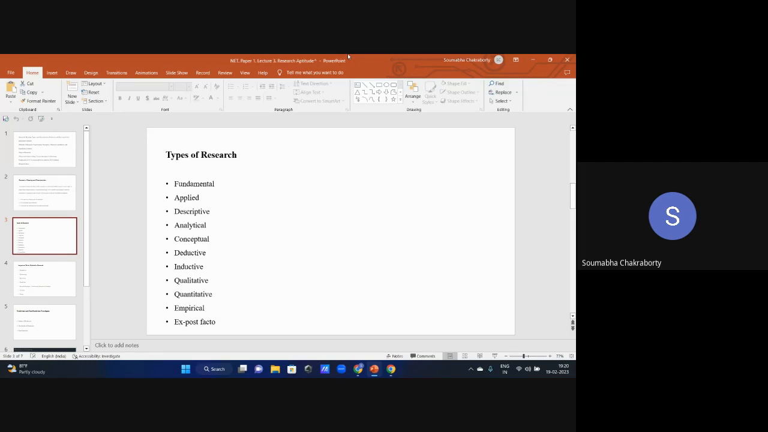But in deductive research, what we do, we test a particular existing theory with the help of available information. So in deductive research, we must begin with a hypothesis.